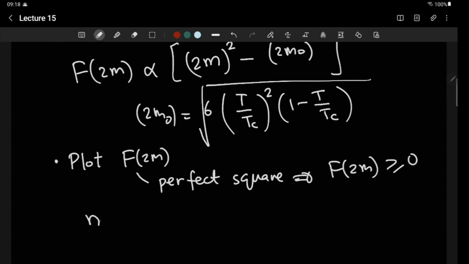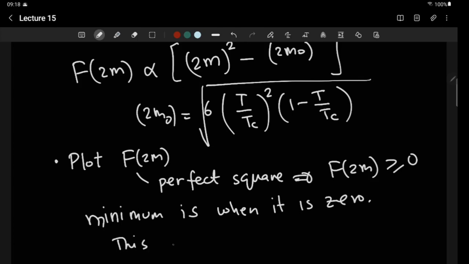So the true minimum is when it is 0. This occurs when 2m equal to plus or minus 2m naught.